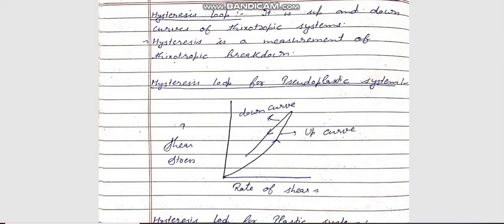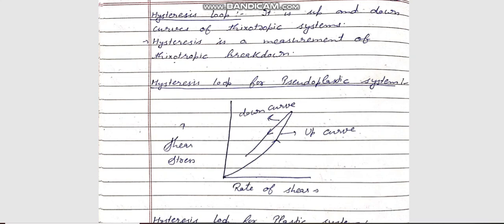So in the hysteresis loop, we are going to discuss the behavior of the up and down curve of the thixotropic material, the material which follows the thixotropic behavior. Hysteresis is a measurement of thixotropic breakdown. Thixotropic breakdown means we are talking about all its stages. Stage number one is when it is converting from its original form to a mid stage, and then from the mid stage to its final stage, or we can say its original form.